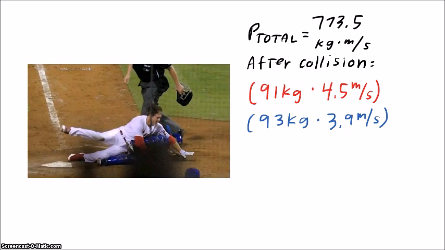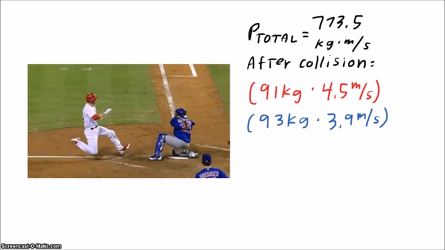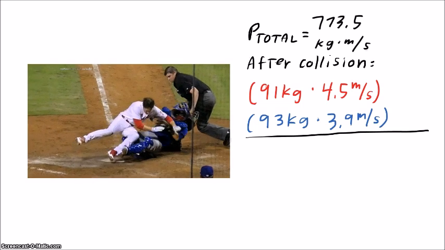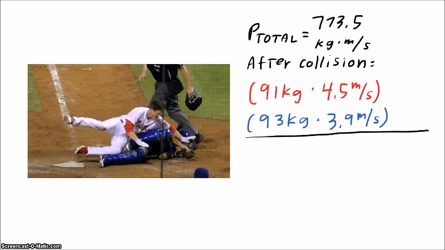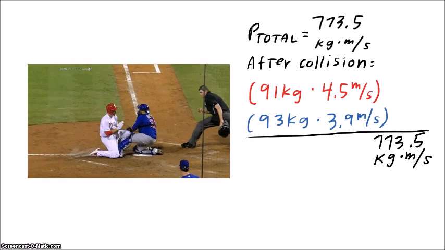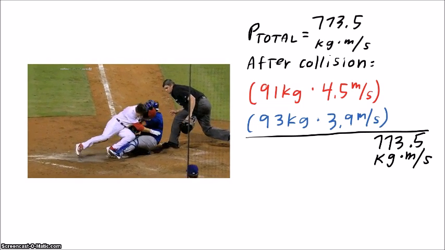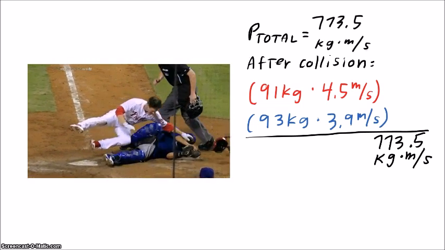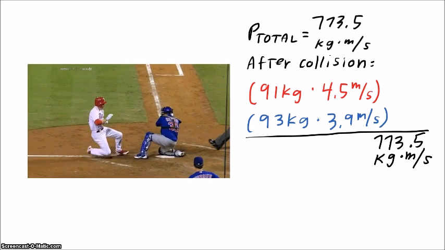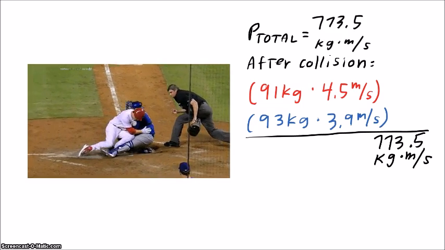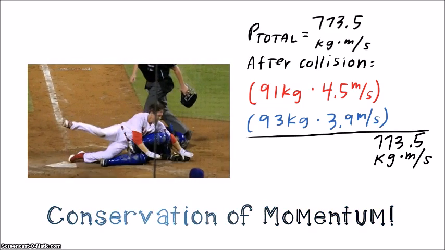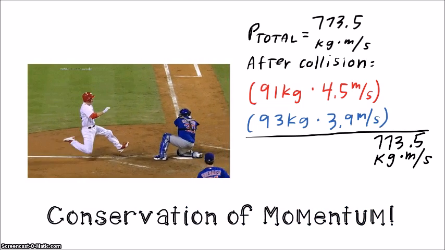It's hauling now. Okay, so we calculate this out, and we find that this 91 times 4.5 plus the 93 times 3.9 actually equals 773.5 kilogram meters per second. It's the same. It is the same momentum before the collision and after collision. This is the conservation of momentum.